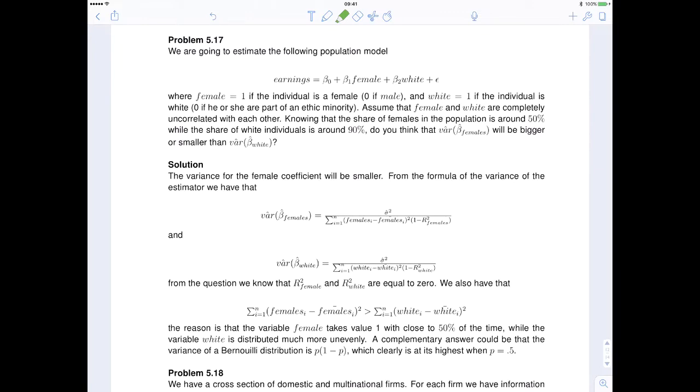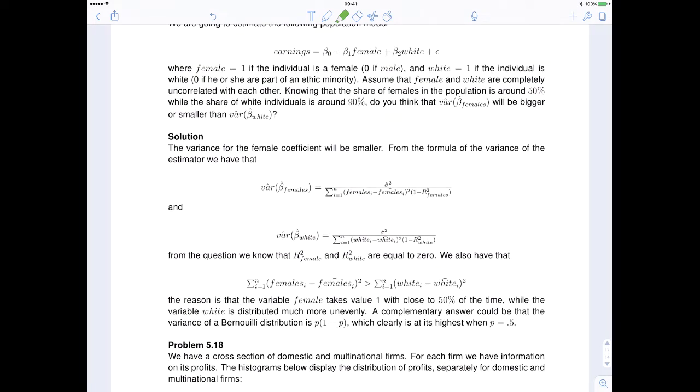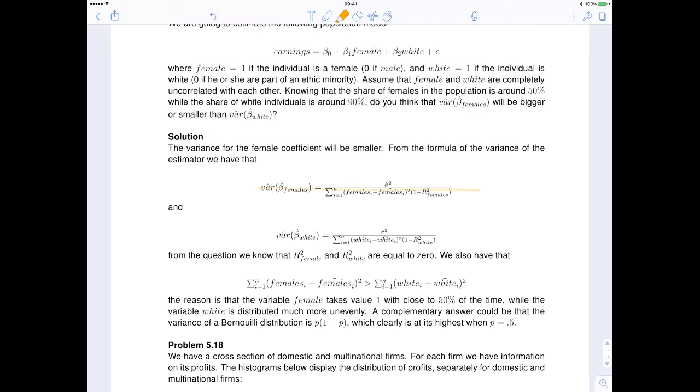5.17. Assume female and white are completely uncorrelated with each other. Knowing that the share of females in the population is about 50%, and the share of white individuals is around 90%, do you think the variance of beta hat female will be bigger than the variance of beta hat white? Okay, well, this is a question of knowing the formulas for the variances, and understanding what these regressions are.